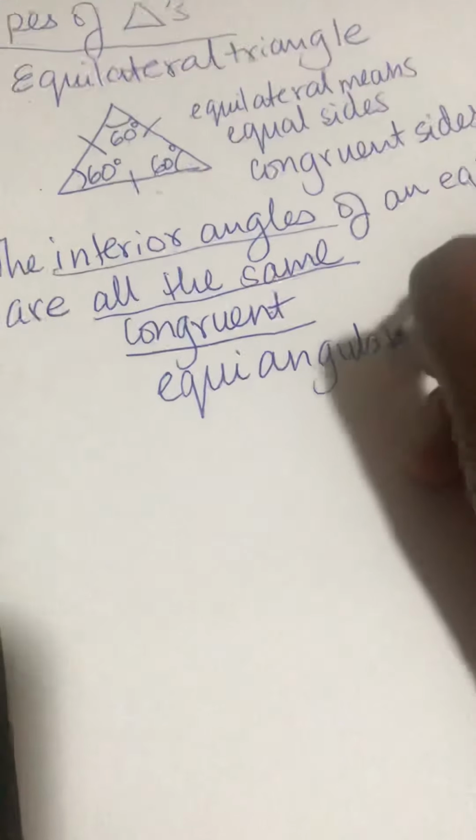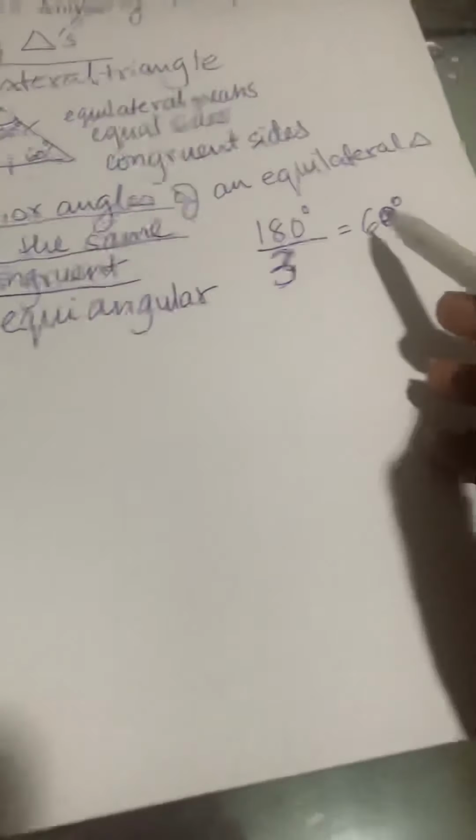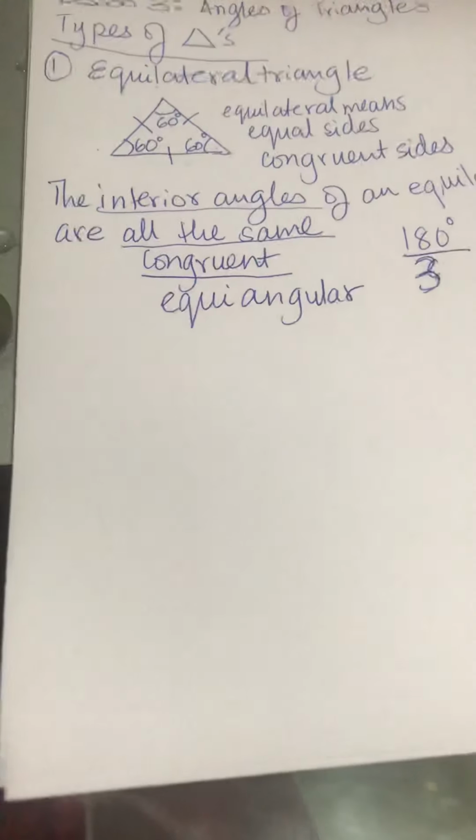Equiangular. Okay? Now, since all the interior angles are the same, they should add up to 180 degrees. So if you forget, remember, angles in a triangle add up to 180 degrees. How did I know this was 60? I did 180 degrees, divide 3. 3 times 60 gives me 180. This is how I know that each angle in an equilateral triangle is 60 degrees.